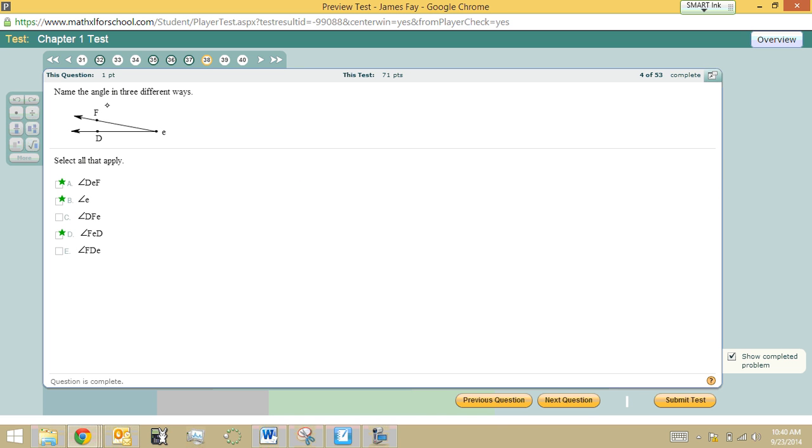I'll name this angle in 3 different ways. Again, FED, DEF, angle E. I don't know why they use a lowercase letter here, but it should be a capital letter, but there should be no confusion there. They're still labeling that point there.